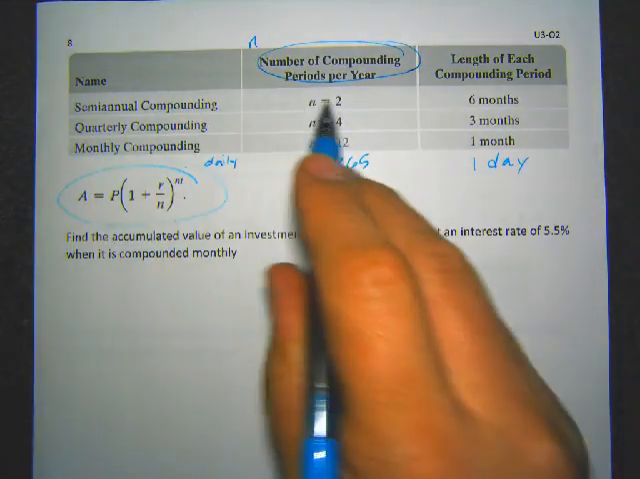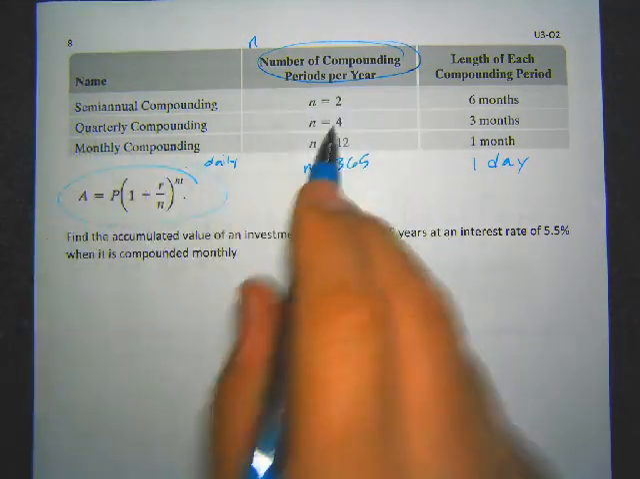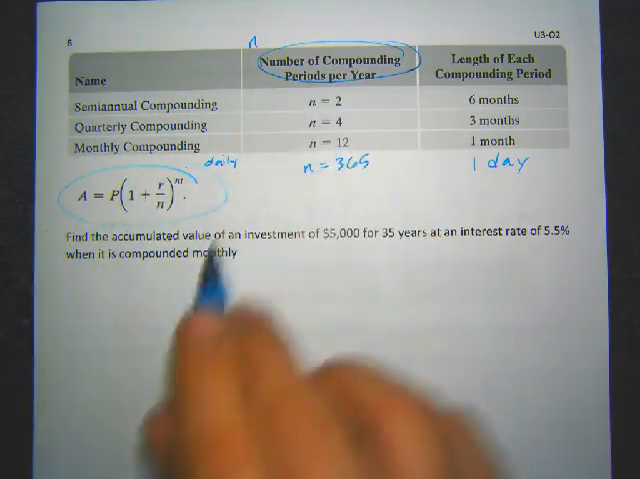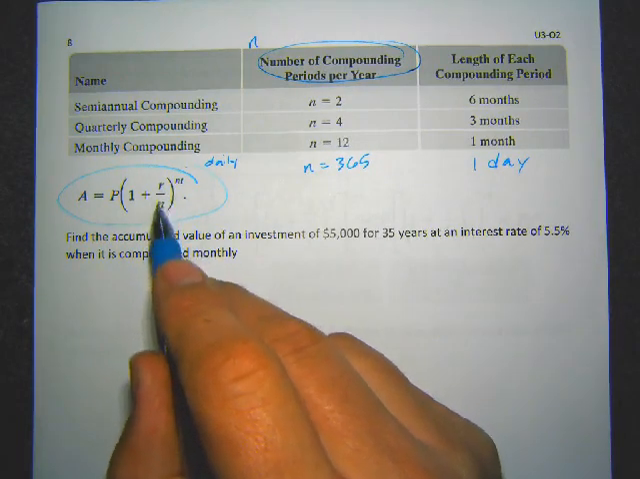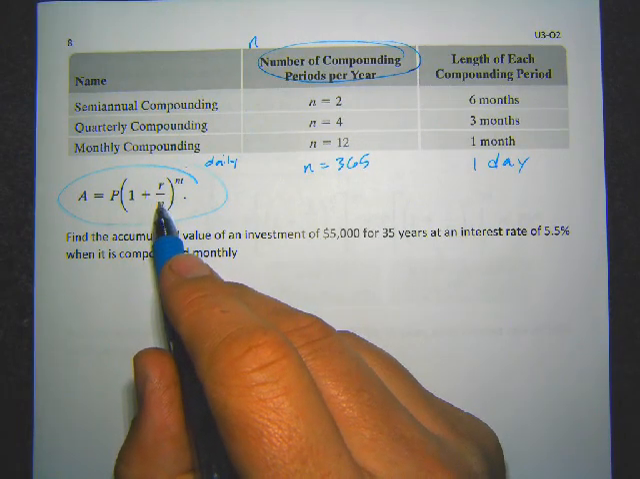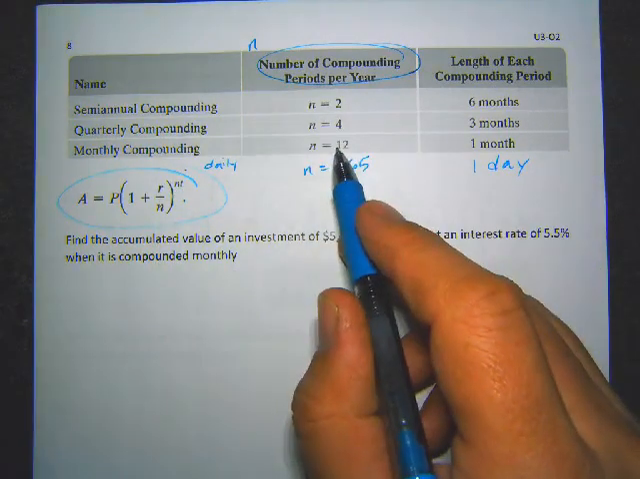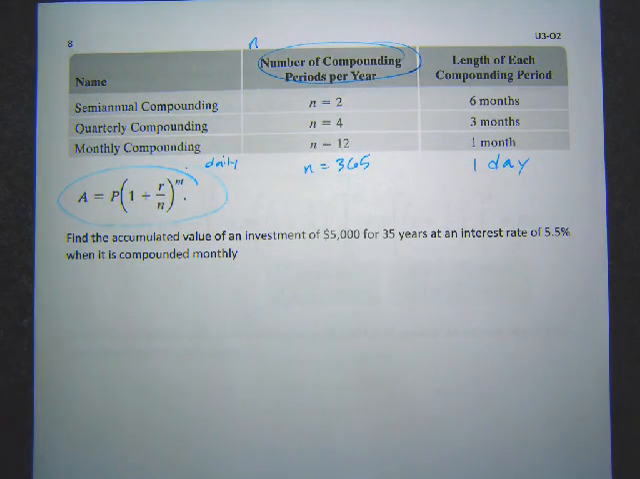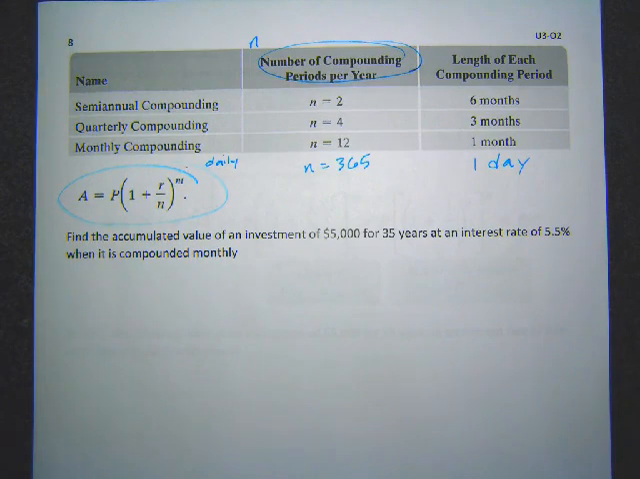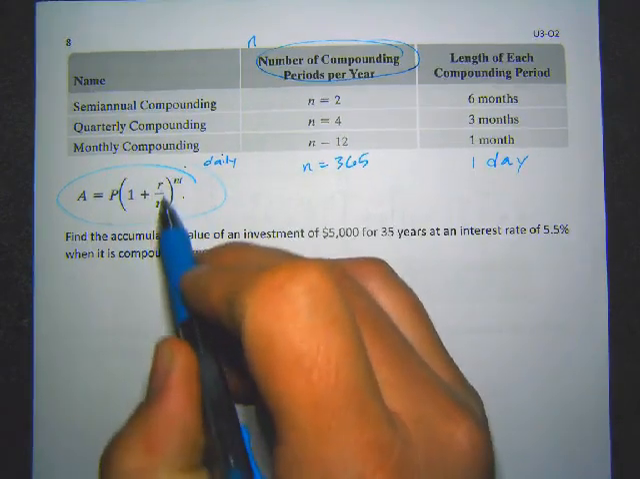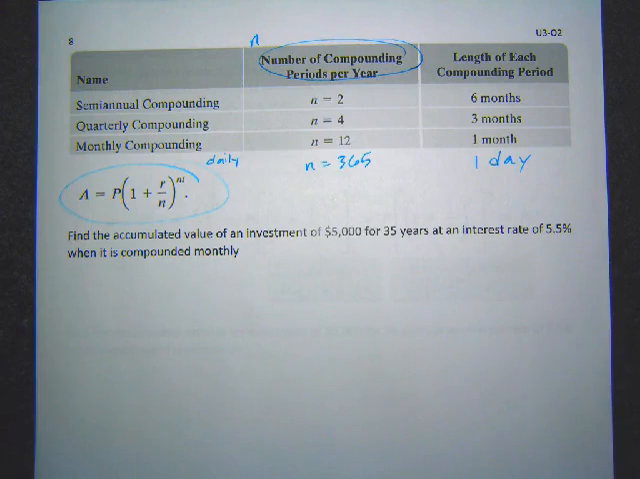Like semi-annually, I compound twice a year. Quarterly, 4 times a year. Monthly, 12 times a year. Daily, 365. So you divide by that because I can't charge a whole year's worth of interest every month, right? If I'm doing monthly, 12, then I can only charge a 12th of the interest because it's only been 1 month. The interest rate is for the whole year, so I'm just charging a piece of it.